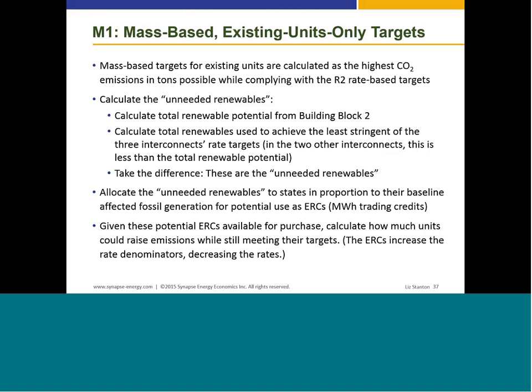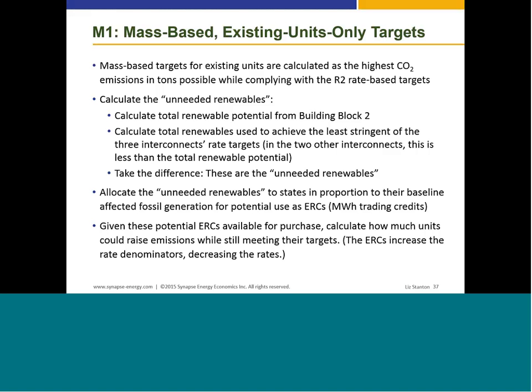So if they were purchasing those ERCs as offsets, they could raise their emissions and still meet their targets. EPA figures out just how much they could be raised while using the unneeded renewables to meet their targets, and that's the answer to how much could you possibly emit while still complying with the R2 rate-based target. A couple assumptions in here. One is that the ERCs that they're using for this calculation are just based on the renewable, and so when we get around to talking more about compliance in the future, that may look a little bit different.